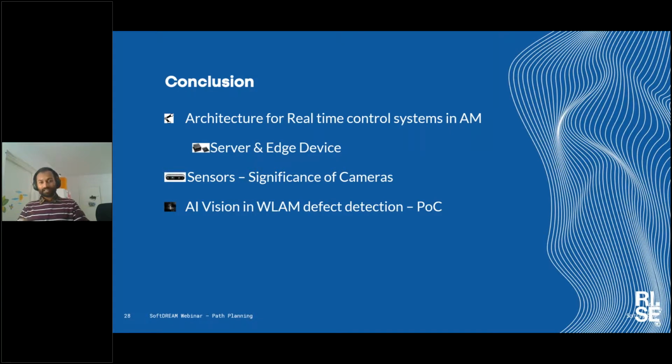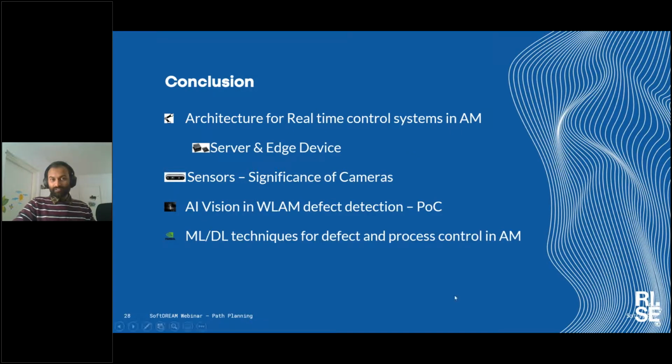And then AI vision. Using the data we have, with the limited data and the algorithm tools we have, we tried to do some AI vision for wire laser arc manufacturing defect detection, and we were quite successful. So there is a proof of concept that this is possible with the data. If you choose the right amount of correct data and the right tool, you have a proof of concept. That's what I think we have demonstrated.